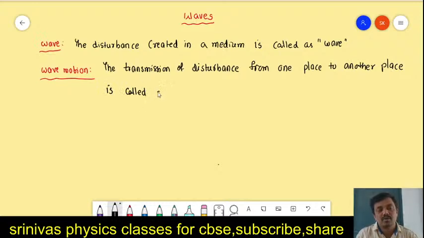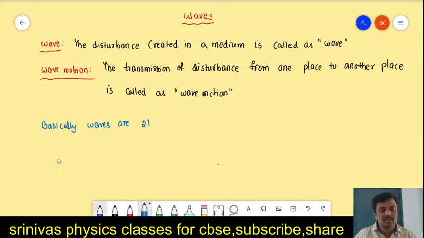Basically, how many types of waves are there? Can anyone write in the chat box what are the types of waves? Basically, the waves are two types. What are they? First one is the mechanical wave.